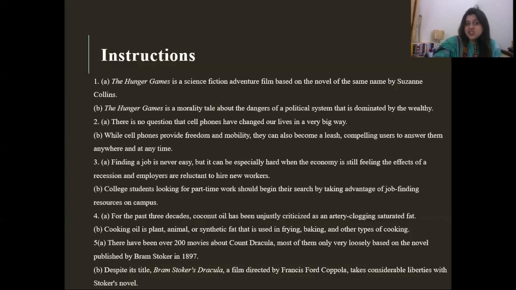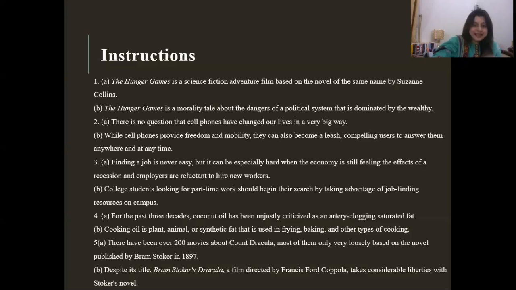लेकिन again it's incomplete. राइटर का स्टैंस नहीं पता लग रहा. किस बेसिस पे राइटर is saying कि cell phones have changed our life? We don't know. Let's read another thesis statement. While cell phones provide freedom and mobility, they can also become a leash, compelling users to answer them anywhere and anytime. So now, as compared to the first example of the thesis statement, which only tells us that cell phones have changed our life, it doesn't tell us how.